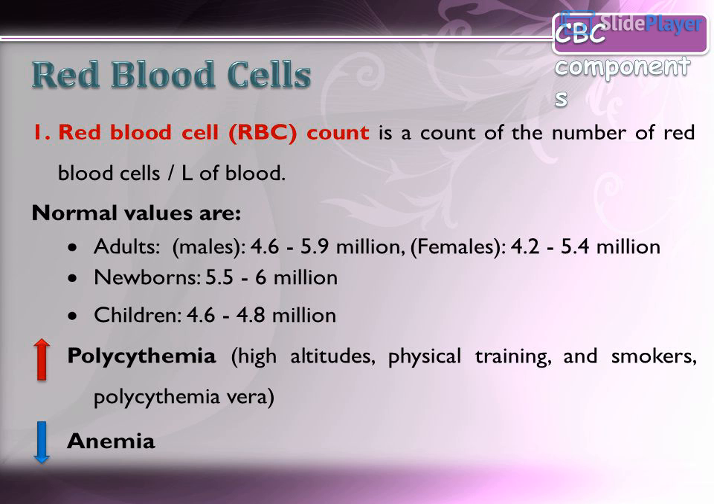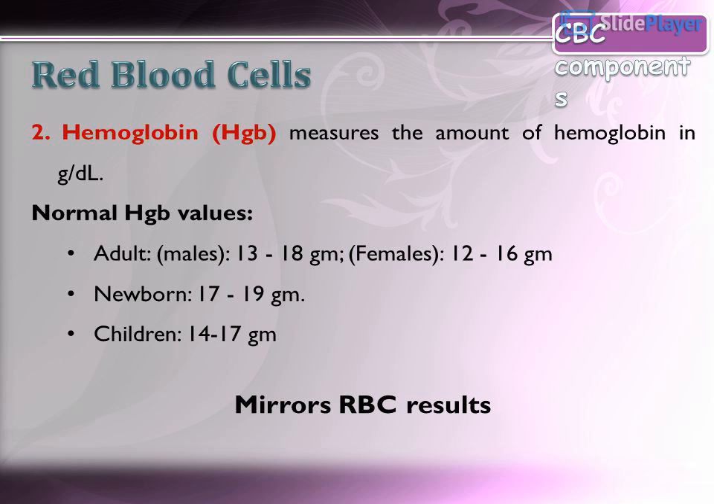Children, 4.6 to 4.8 million. Polycythemia occurs at high altitudes, with physical training, in smokers, and in polycythemia vera. Anemia. 2. Hemoglobin, HGB, measures the amount of hemoglobin in g/dL. Normal HGB values: adult, males, 13 to 18 grams, females, 12 to 16 grams.